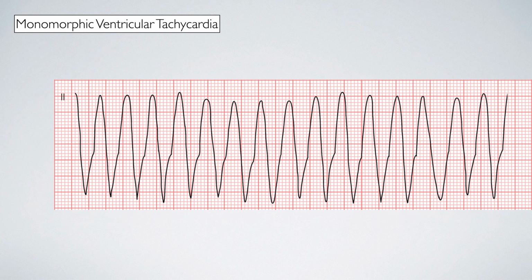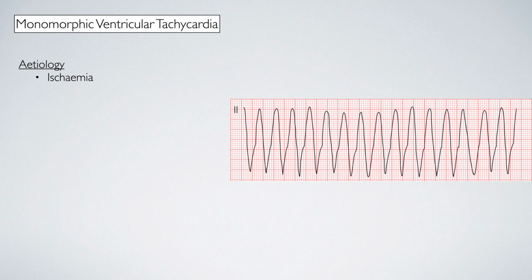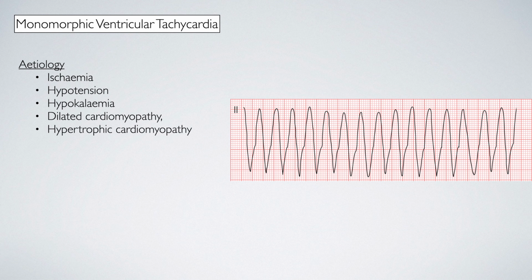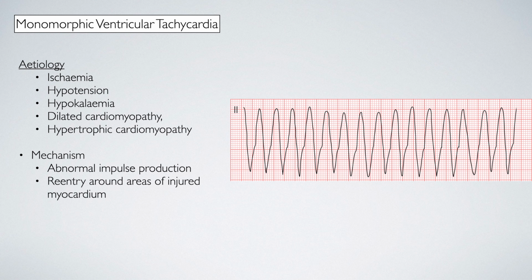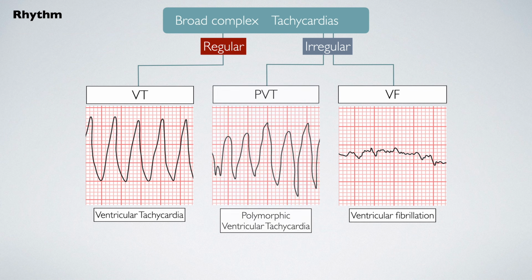The causes of ventricular tachycardia include ischemia, hypotension, hypokalemia, dilated cardiomyopathy, and hypertrophic cardiomyopathy. The mechanisms that drive the arrhythmia include abnormal impulse production or re-entry loops around injured myocardium. Next up is polymorphic ventricular tachycardia.